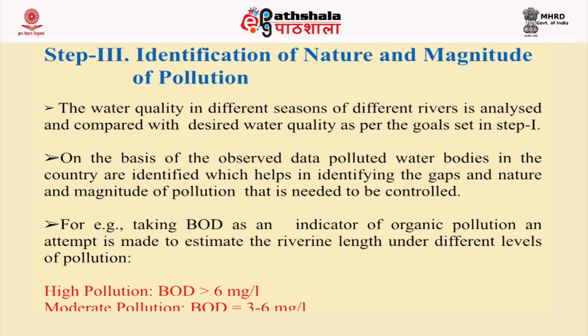For example, taking BOD as an indicator of organic pollution, an attempt is made to estimate the riverine length under different levels of pollution. If a river has high BOD, that means more than 6 milligram per liter, then it will be called a highly polluted river. Similarly, if it has BOD between 3 to 6 milligram per liter, it will be called a moderately polluted river.